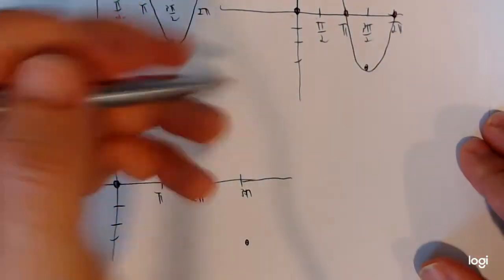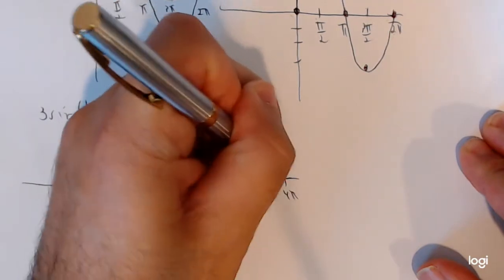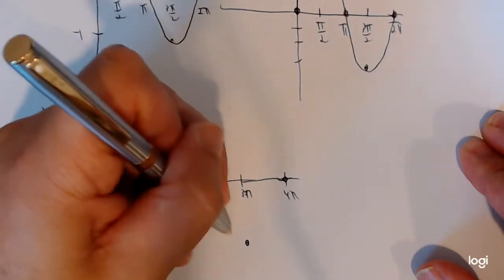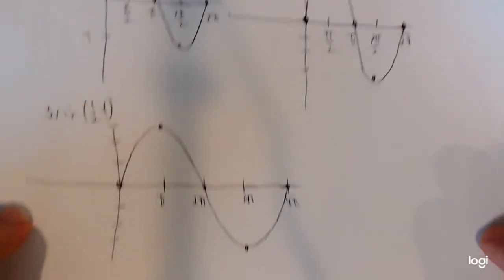I'm running out of space here. And then 2 pi is at 0, so if I double that, I get 4 pi, and it's 0. So then I get this graph. Notice what happened from here to here. It looked like it got stretched horizontally, okay?